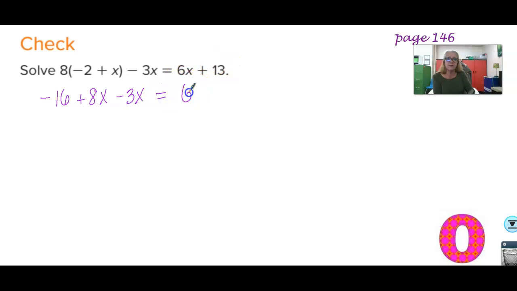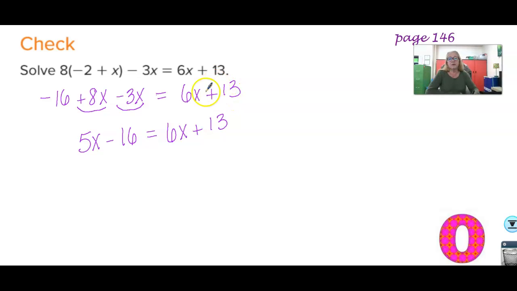On the right, there's nothing really to combine and there's nothing to distribute. So we're just going to let that come along for the ride. On the left-hand side, we do have terms we can combine. We should always tidy up when we can. We want the variable term to be first. So we have a positive 8x and we're going to subtract 3x, which is going to give us a positive 5x. Then we can write the constant -16. And then on the right-hand side, 6x plus 13 stays the same.